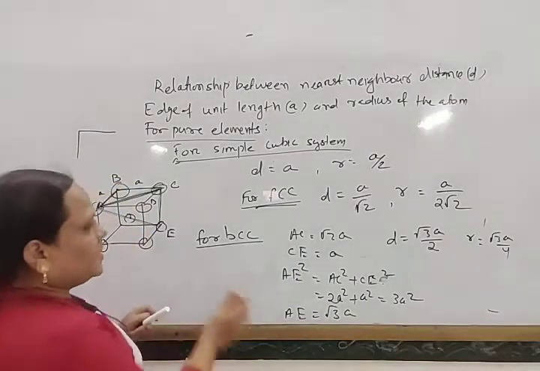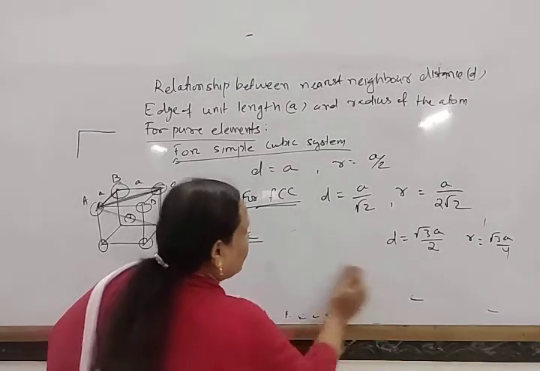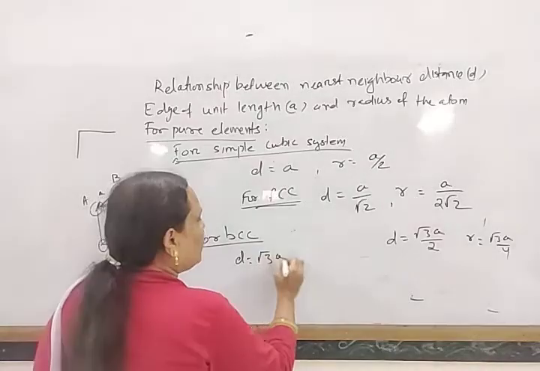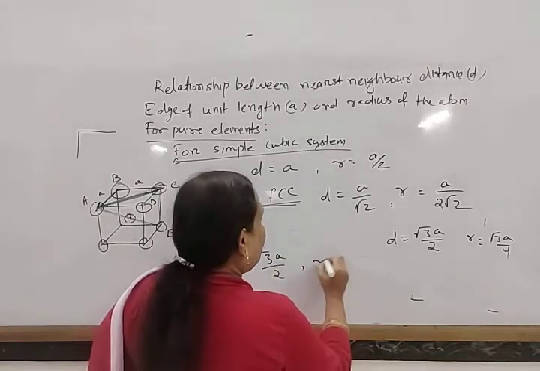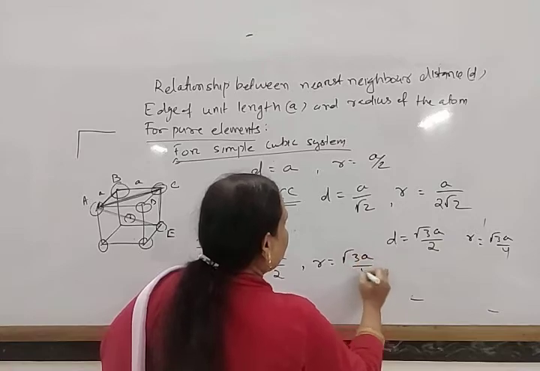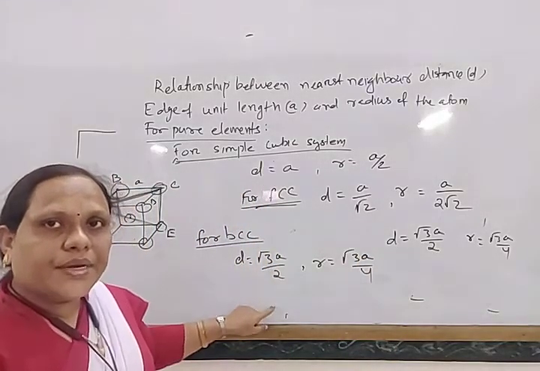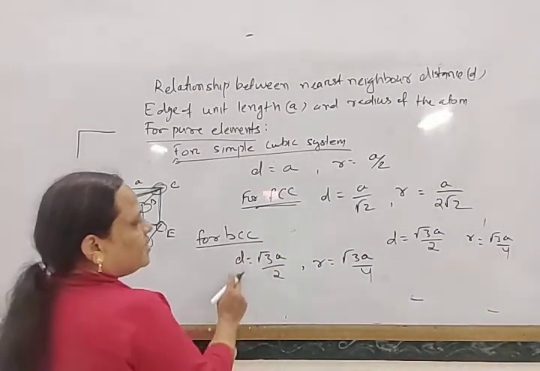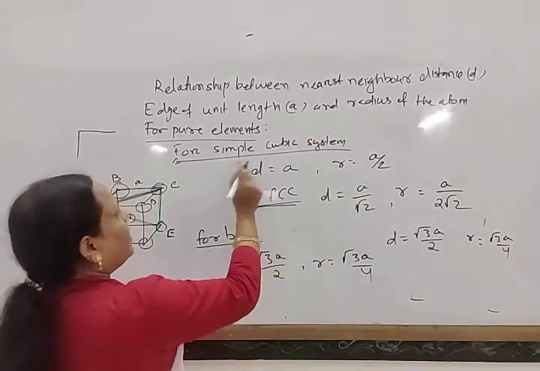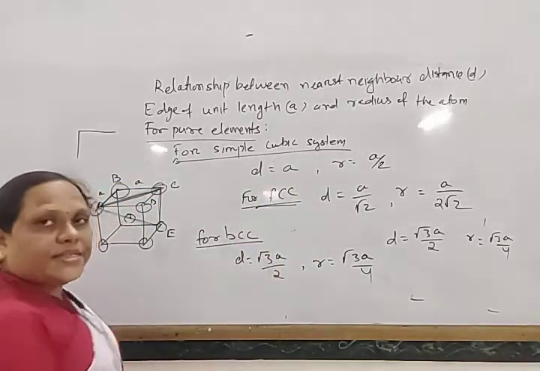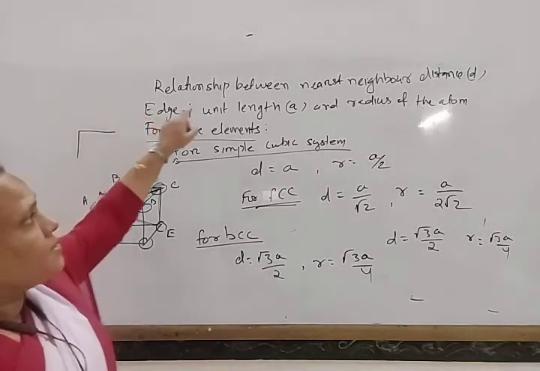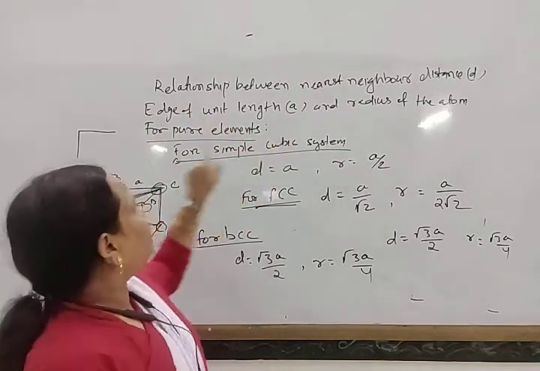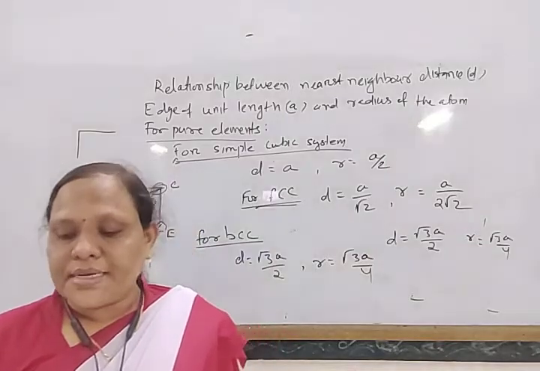So for BCC, D equals root 3A by 2 and R equals root 3A by 4. Okay, so in this way, this is the BCC arrangement, this is for FCC arrangement, and this is for simple cubic arrangement. You can find out the relationship between nearest neighbor distance, edge of unit length A, and radius of atoms for pure elements.